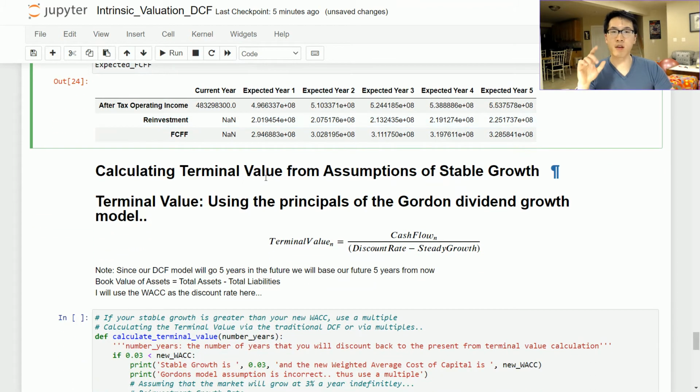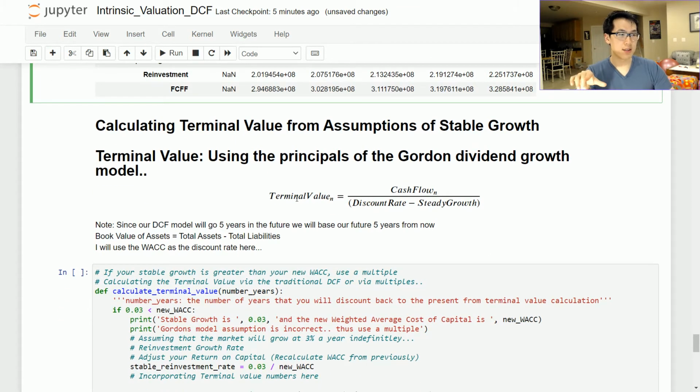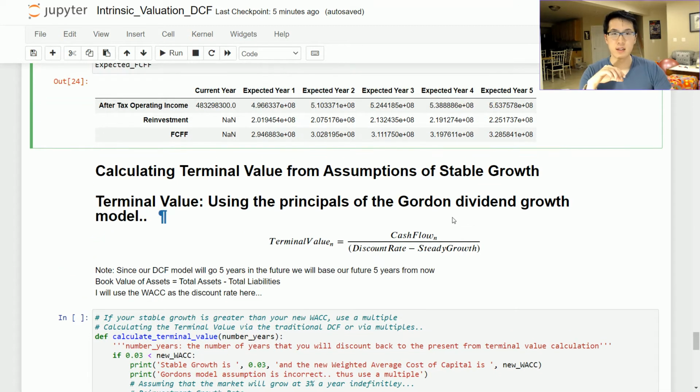Is to calculate your terminal value. Now there's two ways, actually there's many ways, but in terms of calculating your terminal value, there's two popular ways on how to do this. So one of the ways is to derive a formula from Gordon's growth formula, where we have the cash flow from your most recent projected year. You divide that by your discount rate, subtract that from your steady growth, right?